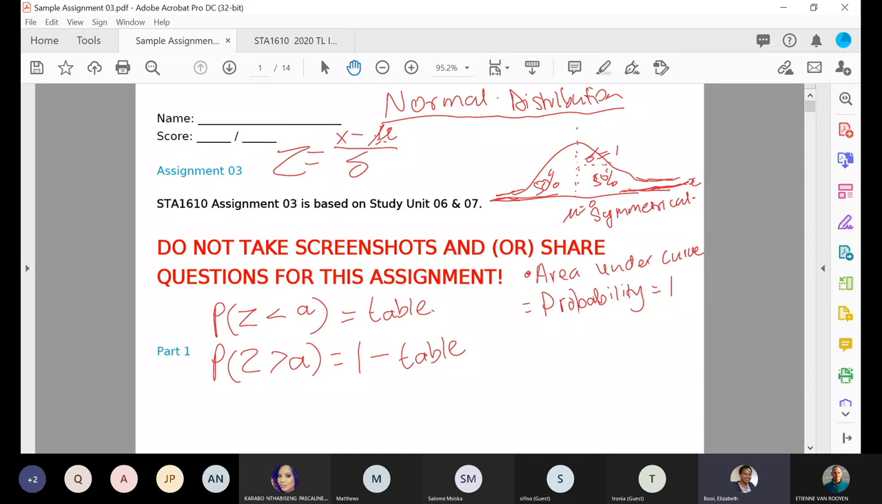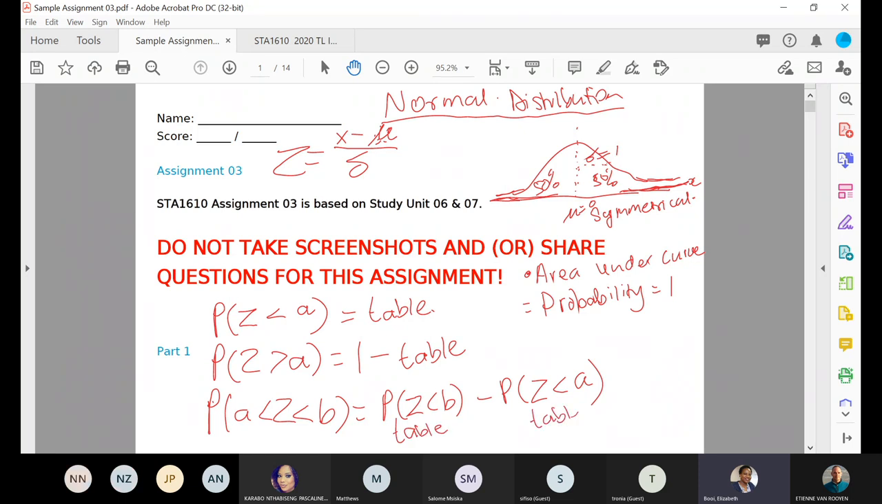This applies whether you go to the positive or the negative side of the table. If you're looking for the probability of Z lying between two values, A and B, then we find the table value for the second value, which is Z less than B, minus the table value for Z less than A. So you find the table value for B minus the table value for A. And that is how you will find the probabilities.